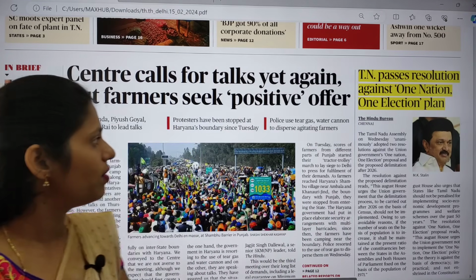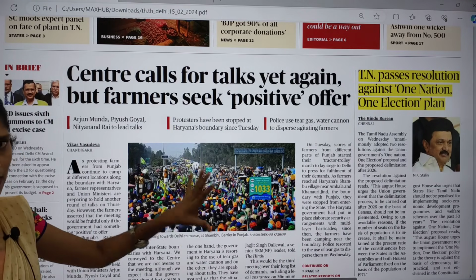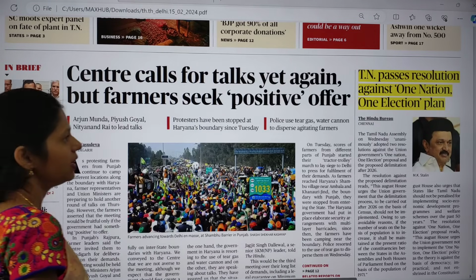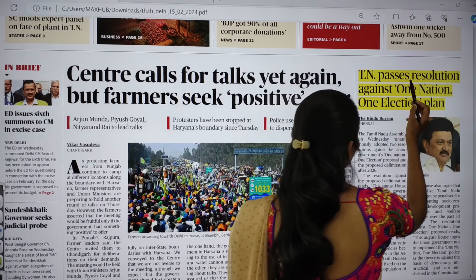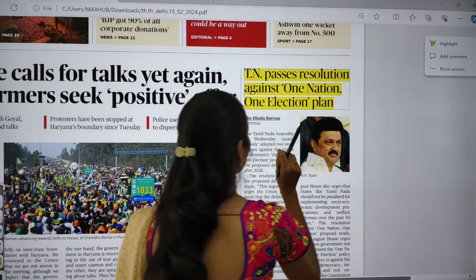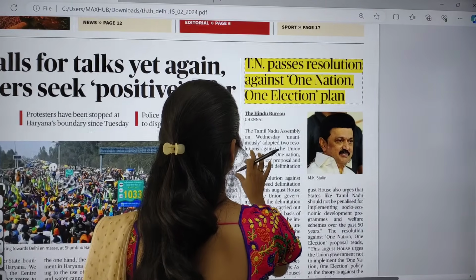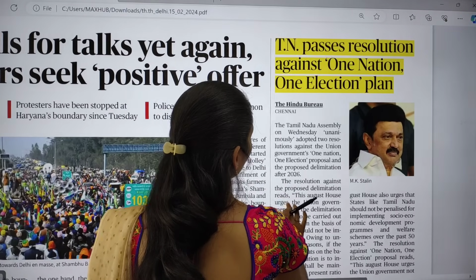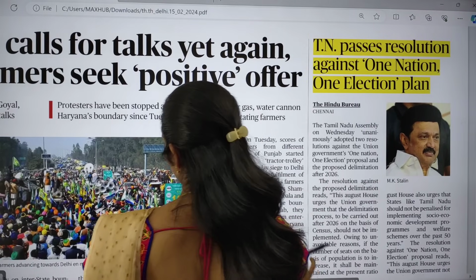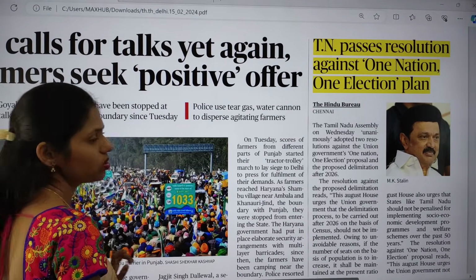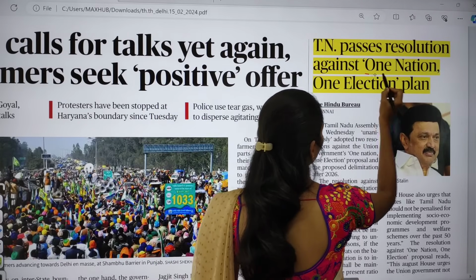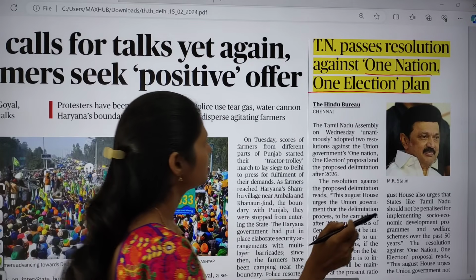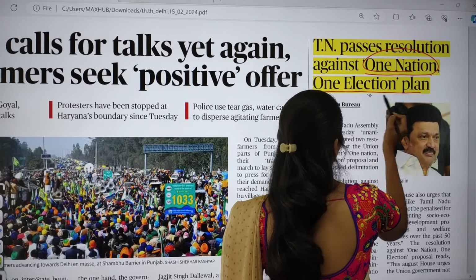Now let us see this first front page and first article. The first article is: Tamil Nadu passes resolution against one nation, one election plan. So this article is talking about the one nation, one election plan. I hope you can see, right? The keyword here is one nation, one election.